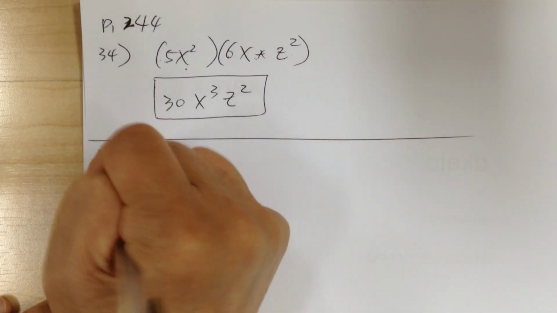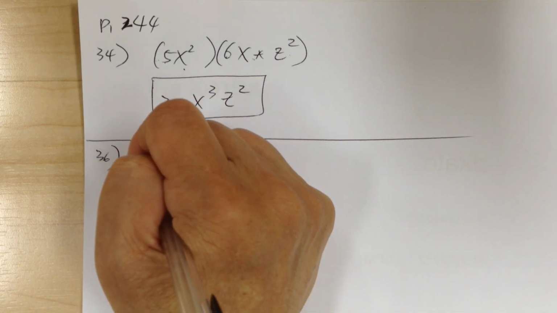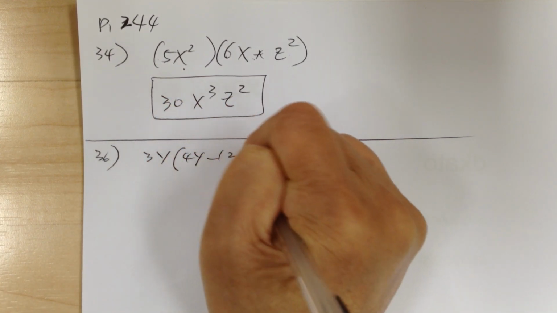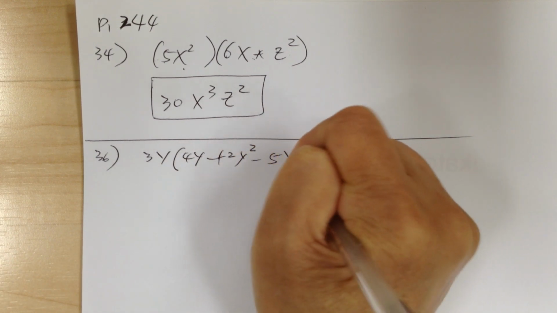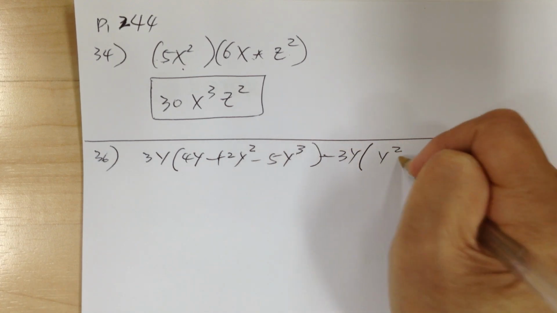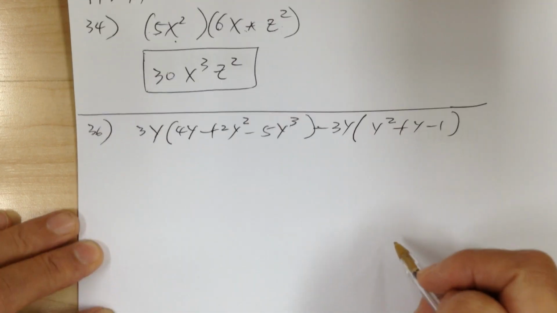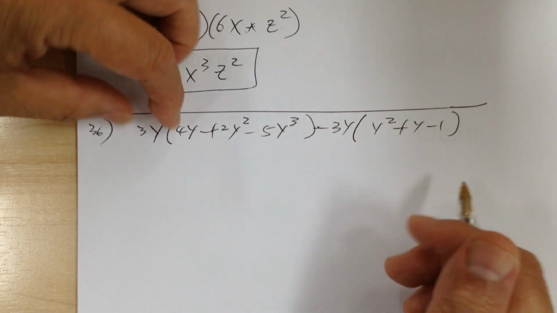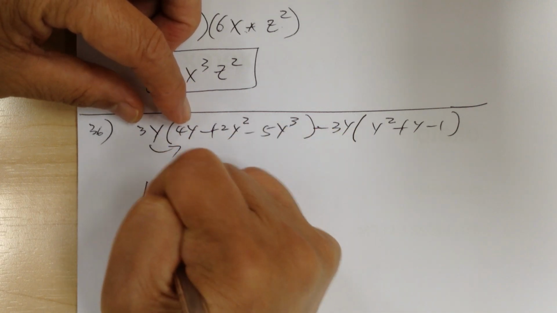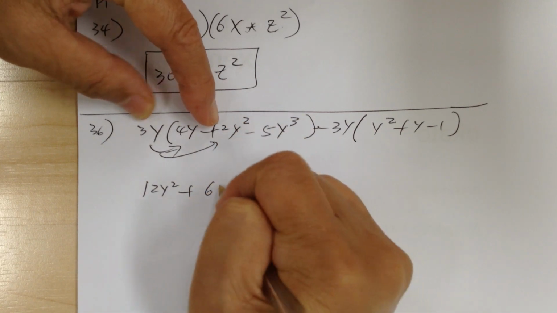Okay, number 36. You have 3y times 4y plus 2y squared minus 5y cubed minus 3y times y squared plus y minus 1. Okay, again, first step you need to do is you have to undo the parentheses, you have to distribute. So now you just have double work. Okay, so that's going to distribute. So it'll be again number, the sign, number, alphabet. So it'll be 12 y squared. Again, use your finger to help you. Okay, so multiply, so it'll be plus 6 y to the 3.